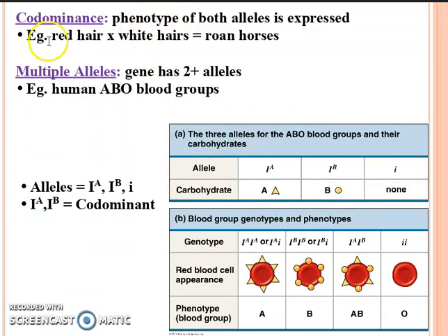Okay, the next one we have is codominance. Now, codominance gets really confusing with incomplete dominance, and I understand the craziness of it. Codominance is that the phenotypes of both alleles will be seen. In the case of incomplete dominance, you had red over here and white over there, and they incompletely dominated over the other. In codominance, co meaning with, dominance, they dominate with each other.